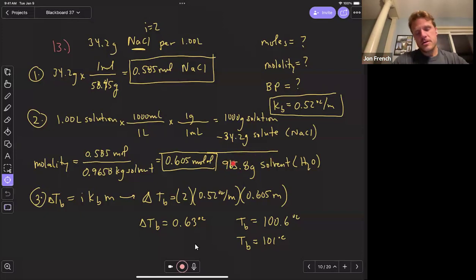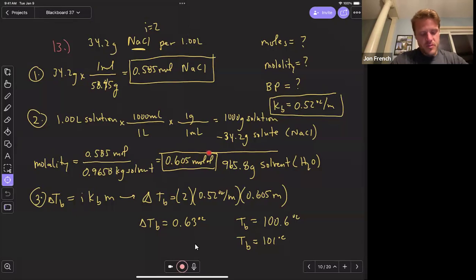I can turn that into kilograms and divide by 1,000. So my molality would be 0.585 moles of sodium chloride divided by 0.9658 kilograms of solvent. Now you can see those two numbers aren't the same. For everyone that tried to answer both steps with the same number, they are not the same. This solution is 0.605 molal.